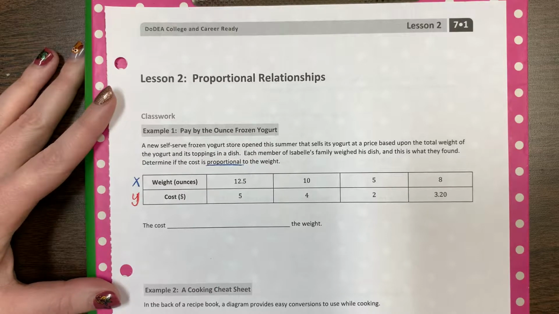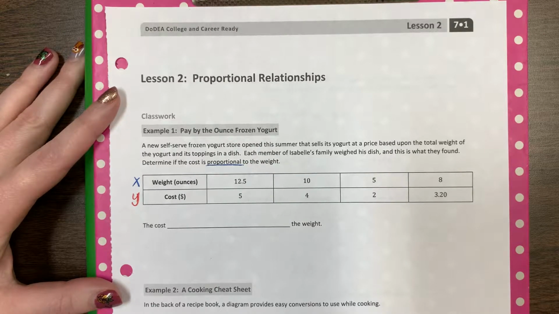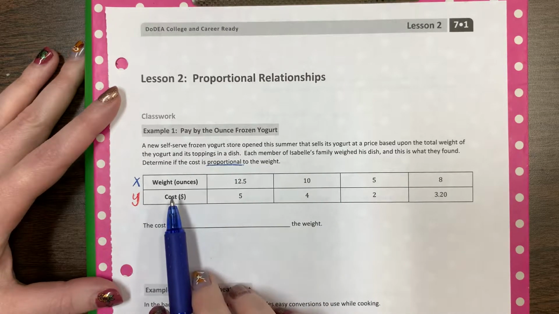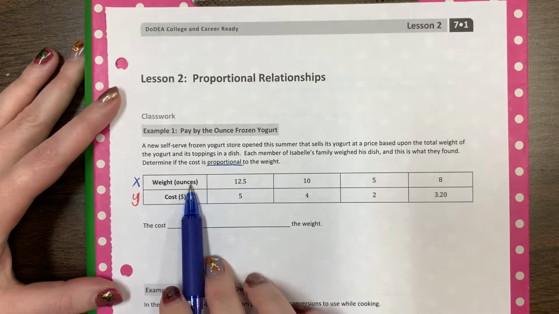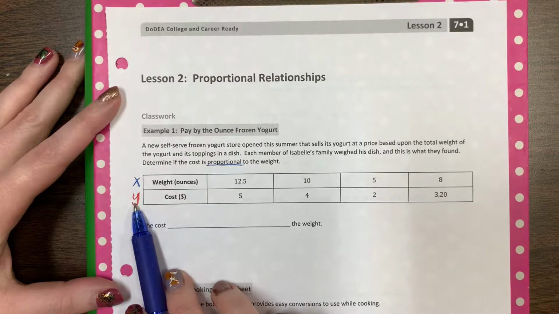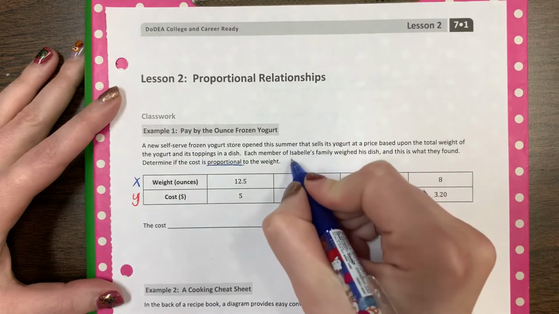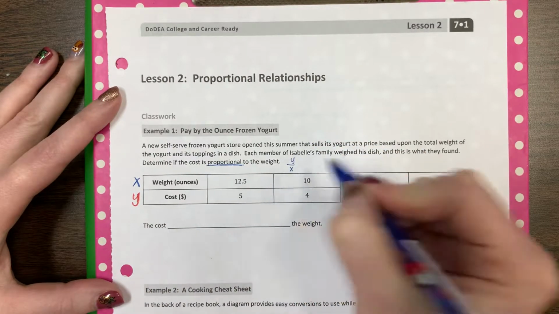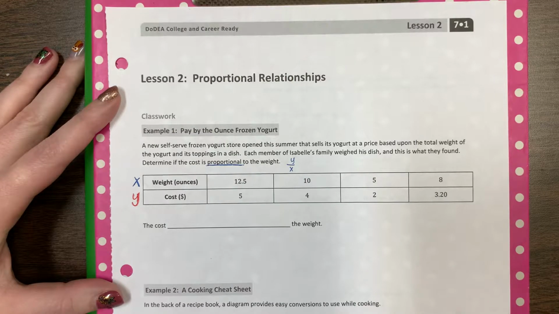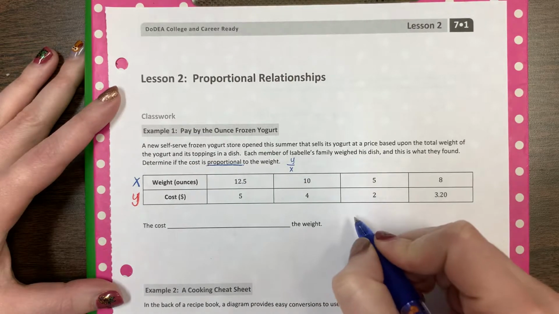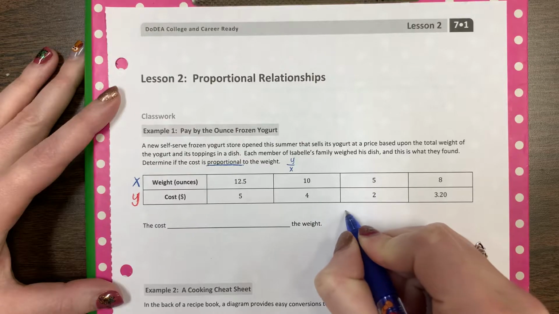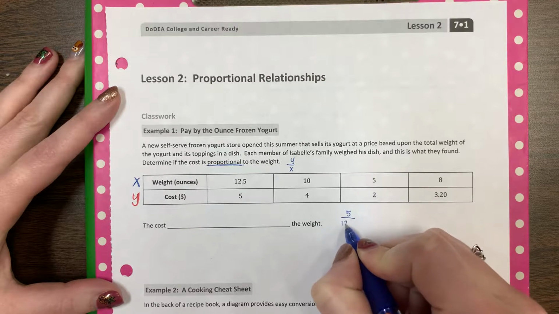All right, so now to figure out if it's proportional, we're going to check the unit rate. The way we're going to do this is we are going to figure out the cost per ounce. So we're going to take our Y's and divide them by X, and we're going to check for all of these. So we're going to do a little scratch work. The first one we're setting up is 5 over 12.5.